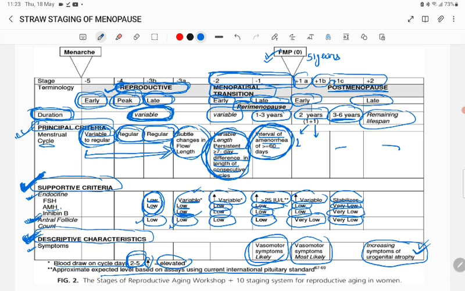Then the menopausal transition is -2 to -1. Again, it is divided into early and late phase. It is the perimenopausal or menopausal transition. The duration is -2, -1. Initially the duration is variable, then 1 to 3 years in the late phase.